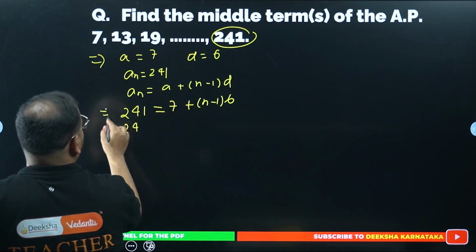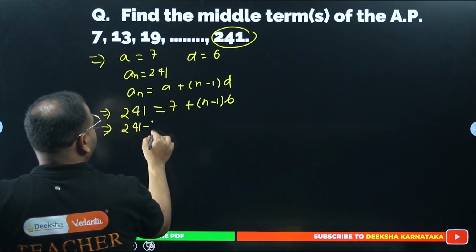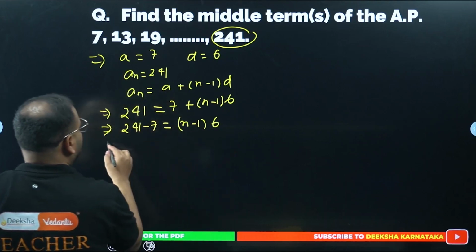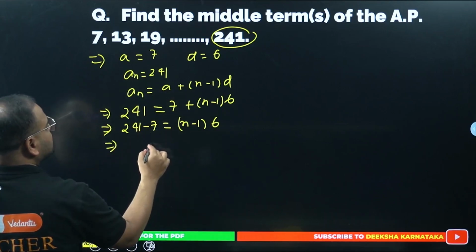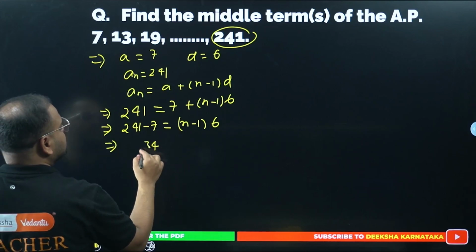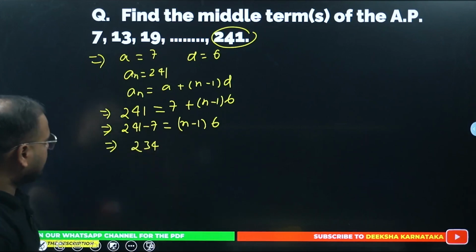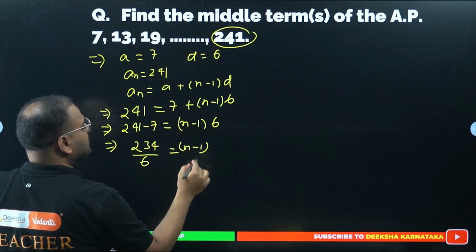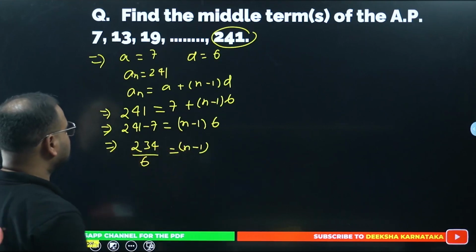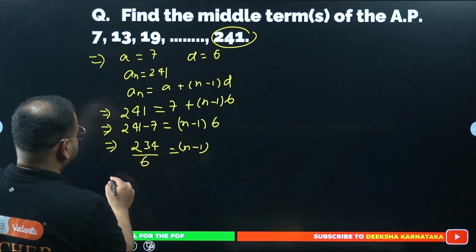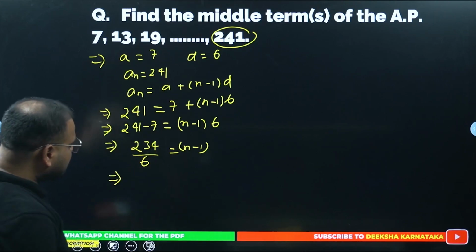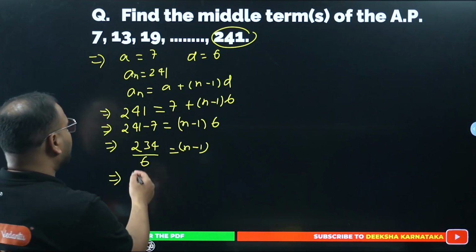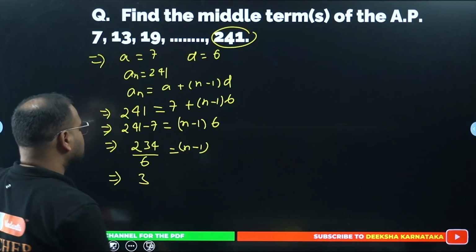Let's simplify this. 241 minus 7 equals n minus 1 times 6. How much is this? 234. Am I right? Yes. Divide by 6 here. Now I hope it's not a confusion how we are getting this. 6 is coming here, nothing else. Simplify this. 6 3s are 18 will be here. 6 4s are 24 will not work. 6 3s are 18.